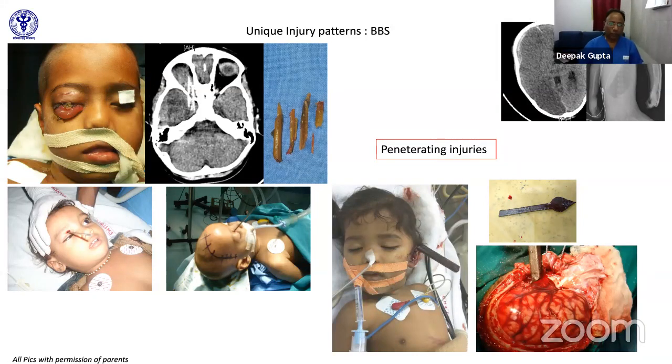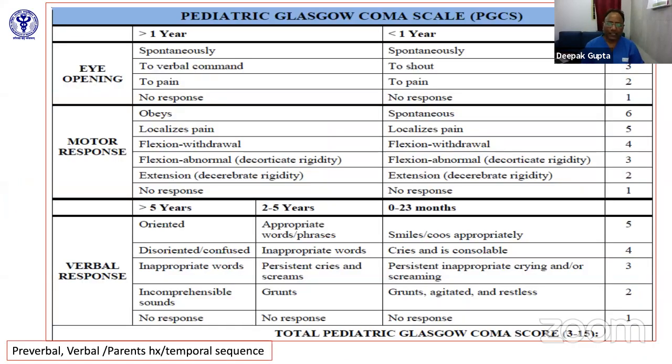One needs to know about the pediatric Glasgow Coma Scale, which is slightly different as compared to the adult counterpart, because in pre-verbal children, especially those who are very young, you have to look at different components for the verbal parameters. You often need to take a detailed history from the parents, and you often need to look at the temporal sequence of changes taking place in the child's sensorium and other parameters before reaching a diagnosis about the severity of the head injury.